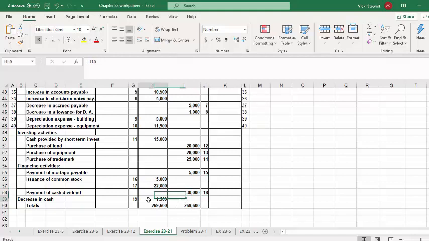And then the decrease in the cash account would be in the debit column. So we see that our totals in both the debit and the credit column both equal $269,600. So we are in balance, and we could take the information from the bottom and easily complete a statement of cash flows. And that is the conclusion of the demonstration for exercise 2321B.